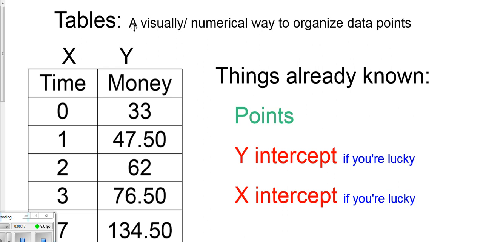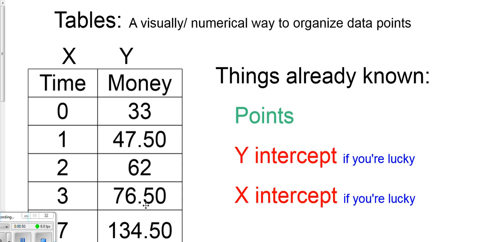Now, tables are just a visual or numerical way to organize the data points. When you see a table, X and Y, or in our Sally case, it's time and money. After 0 hours of work, she had $33. After 1 hour of work, she had $47.50. After 2 hours of work, she had $62, and so on. It's a visual way to see all of the data points. Each of these is a different ordered pair. Again, it's just a data point that you could put on a graph.